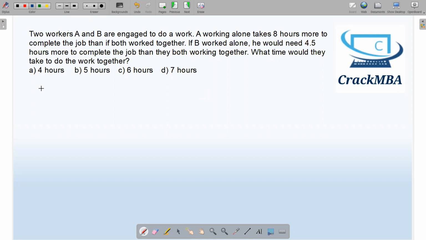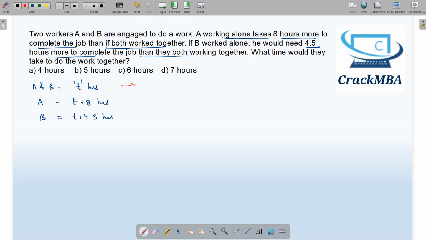So the question says that when A and B are working together, they will take T hours. I'm assuming this T. If A is working alone, he will take T plus 8 hours, since A working alone takes 8 hours more than both working together. And when B is working alone, he will take 4.5 hours more than both working together, so it will become T plus 4.5 hours. This is in hours.